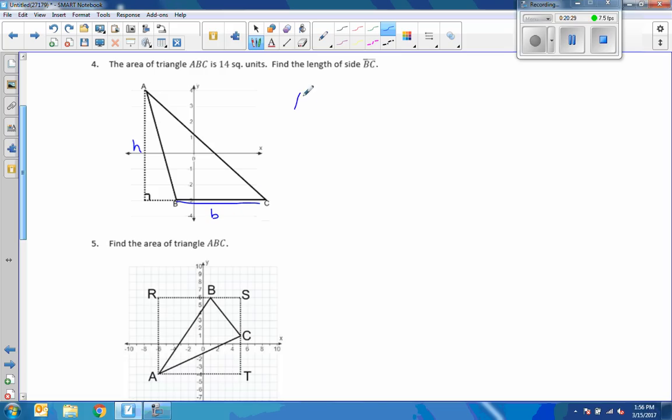This piece here, without the extension, is our base. So if I write the formula, area equals 1/2 the base times the height, then I substitute in all of my givens. Okay, the area is 14. That goes there.